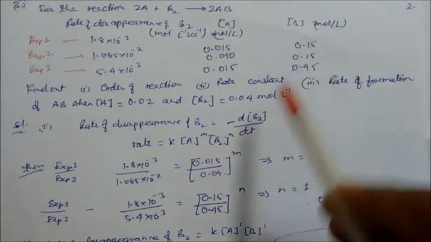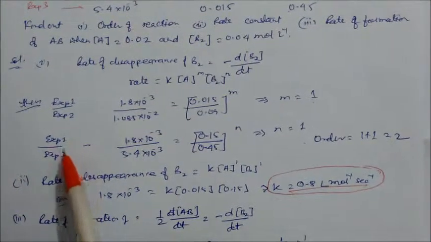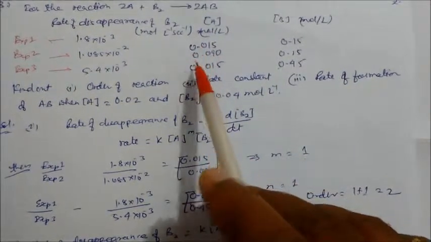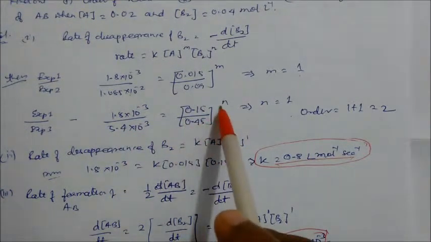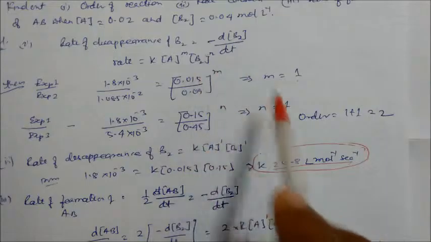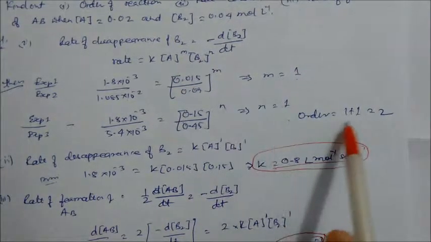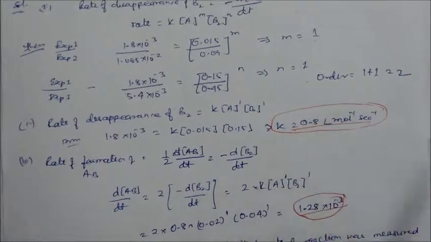Now we will take experiment 1 by 3. This is experiment 1, experiment 3. So here A will be equal, so we will take only the B concentration. On solving we will get n equal to 1. So n equal to 1 and m equal to 1. So the order of the reaction will be 1 plus 1 equal to 2.